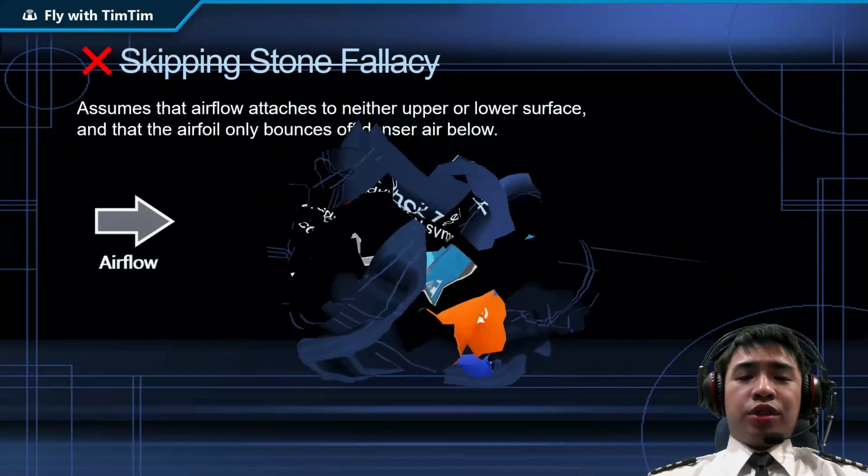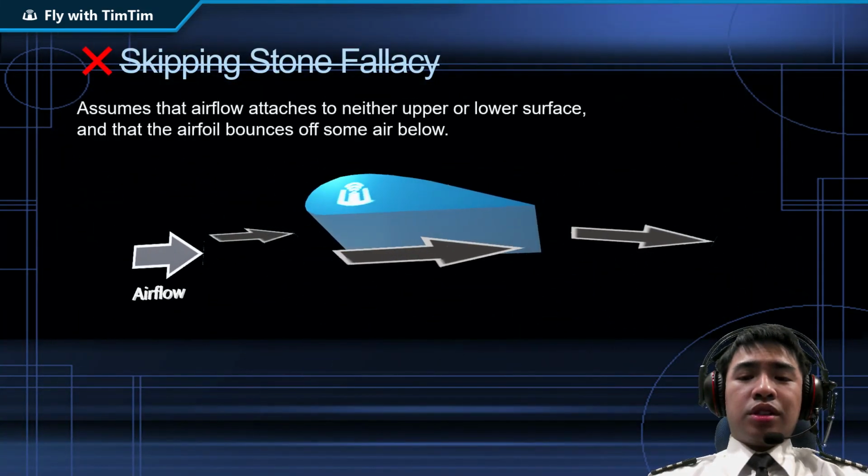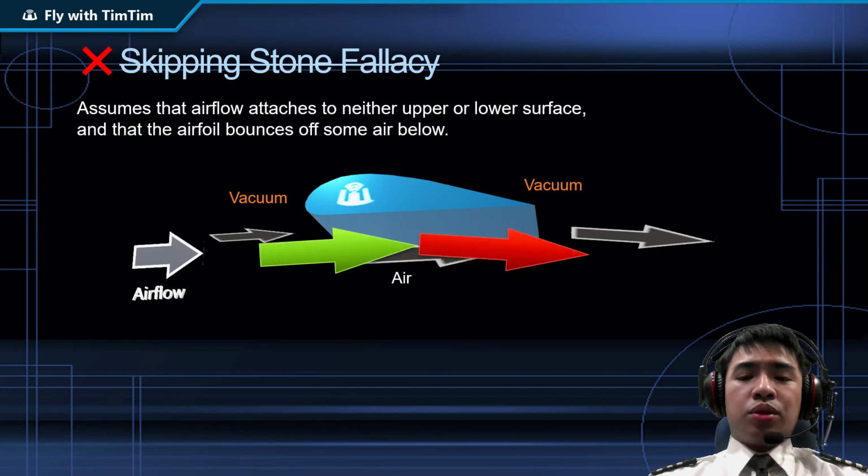Let's move on to another fallacy. Have you seen a flat stone that bounces off a water surface many times? If you put air into that equation, there should be some vacuum around the airfoil such that the airfoil can bounce off some air as the flat stone bounces off water.